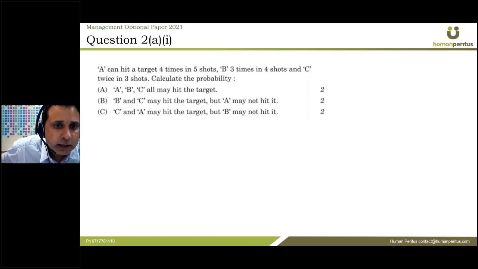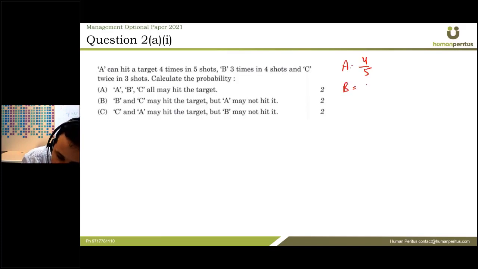Question number second, part A and sub part 1. A can hit a target 4 times in 5 shots, B 3 times in 4 shots, and C twice in 3 shots. Calculate the probability. Okay, so guys, the success rate of A is what? 4 by 5. Success rate of B is what? 3 by 4. And success rate of C is what?